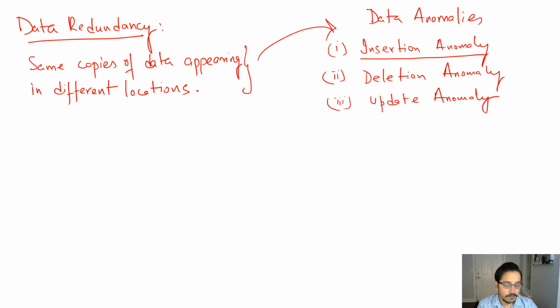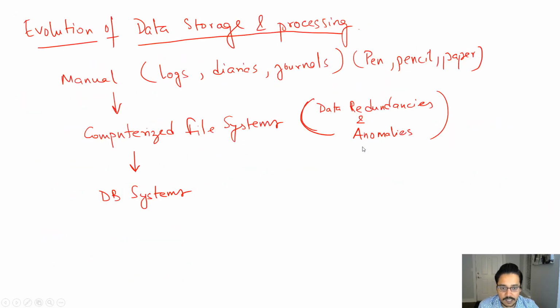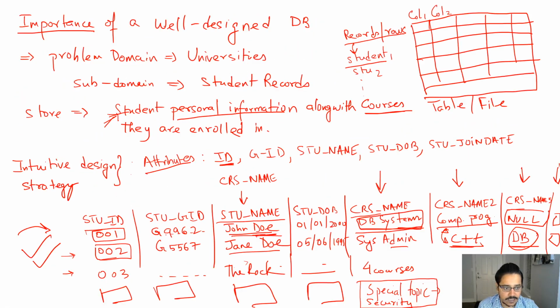So an example of insertion anomaly, if we look at our previous example here, is when we were trying to enter this special topic course, when we were trying to insert this data value, but there were no students enrolled in it. Given the nature of this design, we had to create some dummy student values. So it could be null or it could be student values which have no meaning, right? So this is an instance of an insertion anomaly.